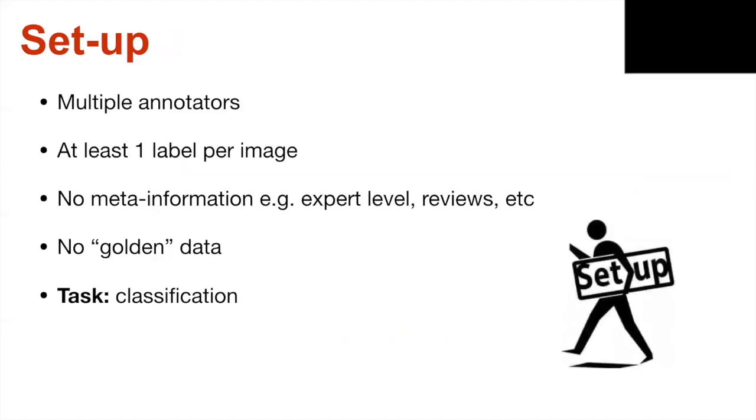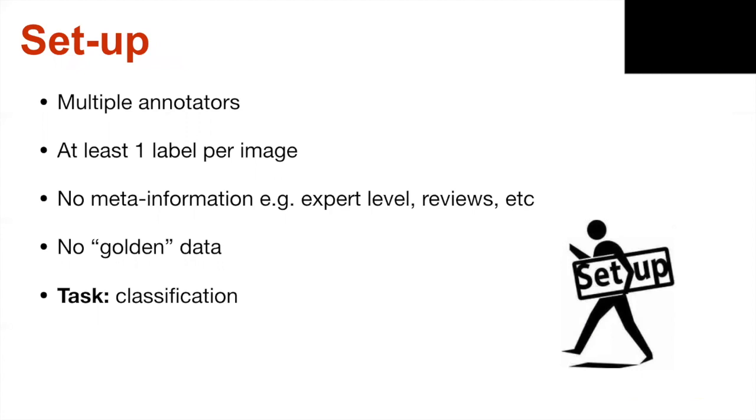So here is a setup of the more fundamental problem that we want to solve. Firstly, there are multiple annotators of potentially varying skill levels and biases. And we assume that each image in the training data is labeled by at least one annotator or potentially more. And we also assume that there's no meta information.